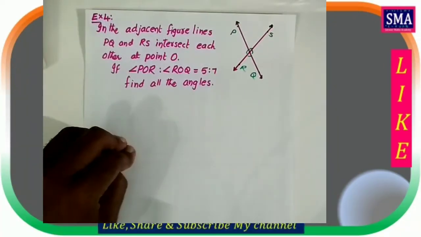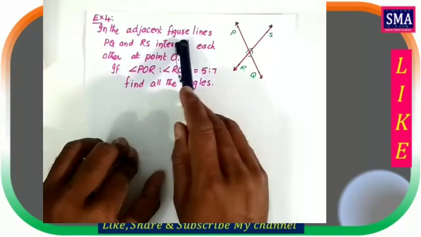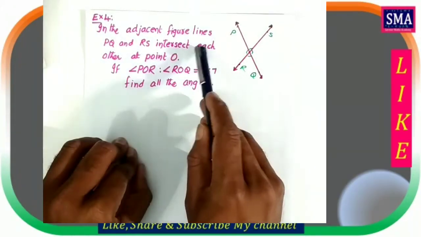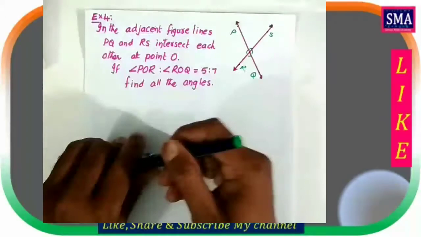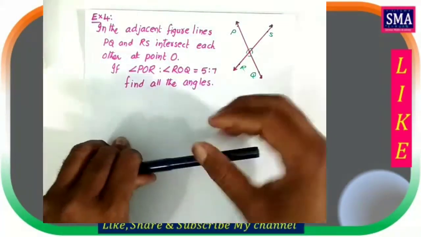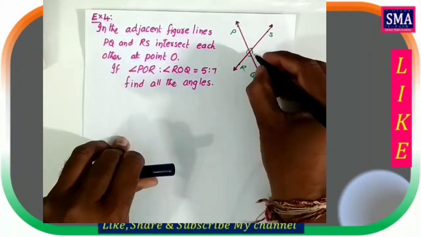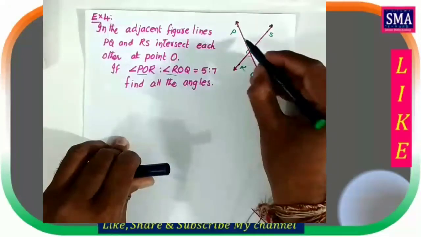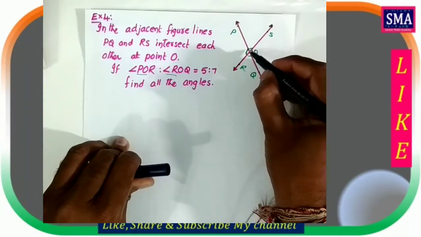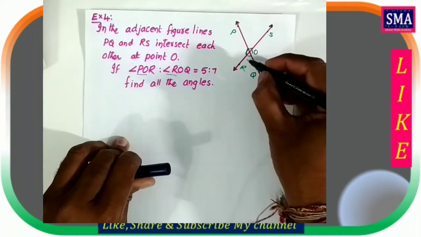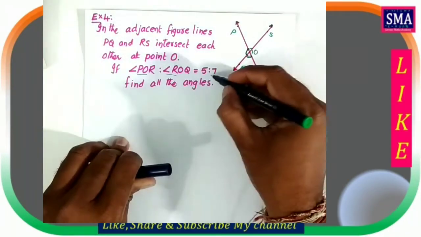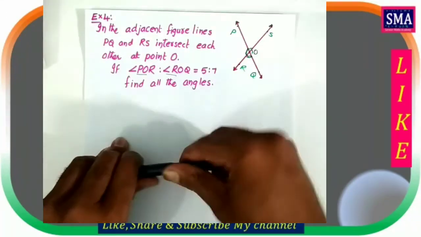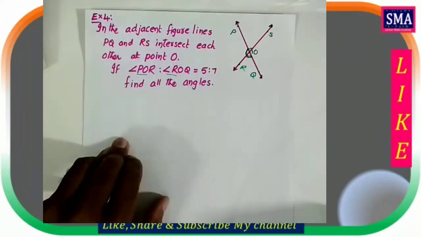Next question. Observe the question. In the adjacent figure, lines PQ and RS intersect each other at a point O. And the ratio of angles POR and ROQ, this angle POR and this angle ROQ, these two are in the ratio 5:7. Find all the angles.